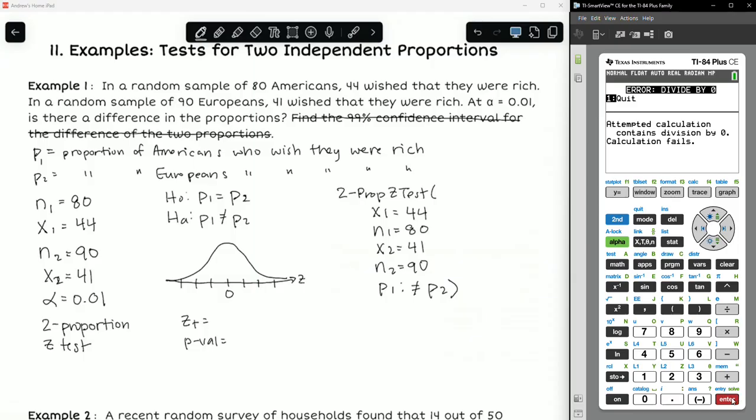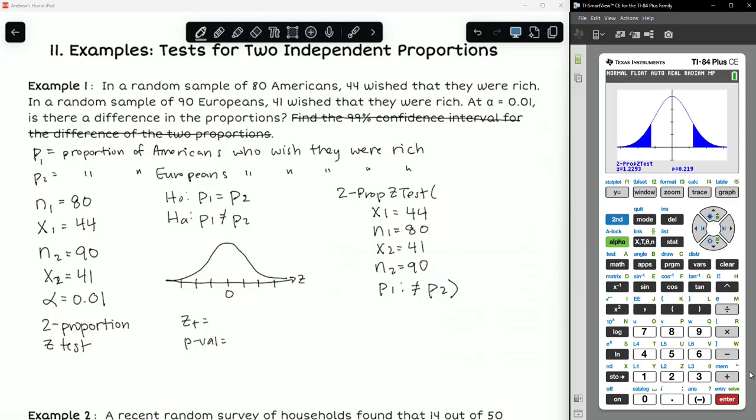Uh-oh. Did I forget to put the values in the calculator, didn't I? It's been a long day. There we go.